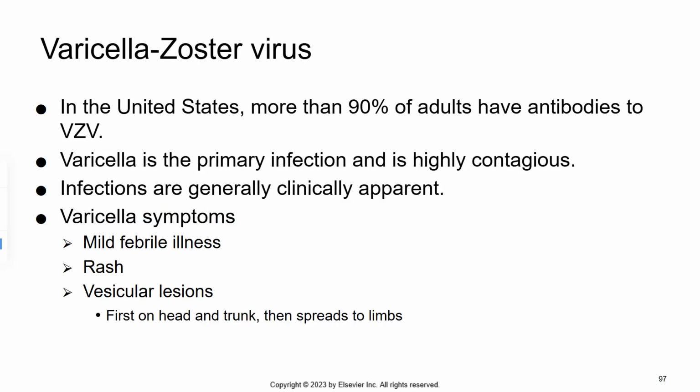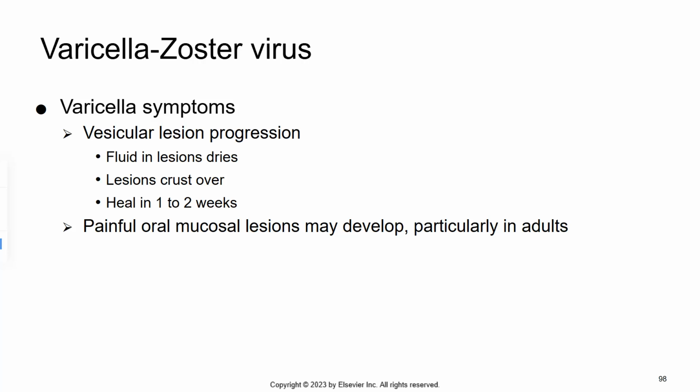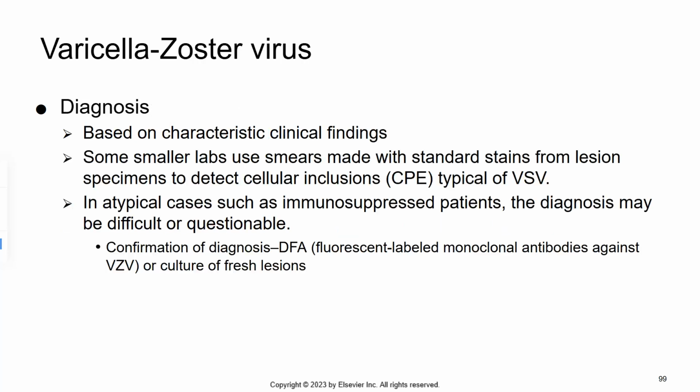In the United States, more than 90% of adults have antibodies to VZV. Varicella is the primary infection and is highly contagious. Infection is generally clinically apparent. Varicella symptoms: mild febrile illness, rash, vesicular lesions. Lesions progress to fluid-filled, then dry, crust over, and heal in 1 to 2 weeks. Painful oral mucosa lesions may develop, particularly in adults.